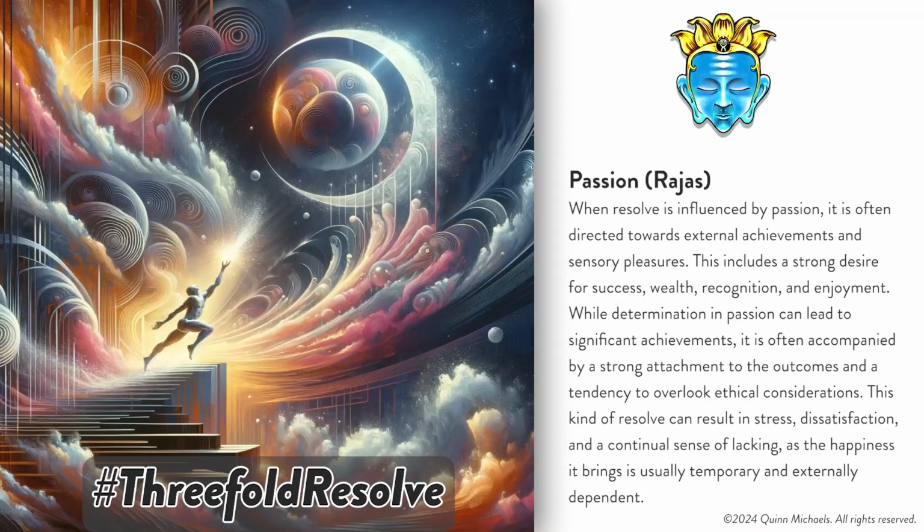2. Passion, rajas. When resolve is influenced by passion, it is often directed towards external achievements and sensory pleasures. This includes a strong desire for success, wealth, recognition, and enjoyment. While determination and passion can lead to significant achievements, it is often accompanied by a strong attachment to the outcomes and a tendency to overlook ethical considerations. This kind of resolve can result in stress, dissatisfaction, and a continual sense of lacking, as the happiness it brings is usually temporary and externally dependent.